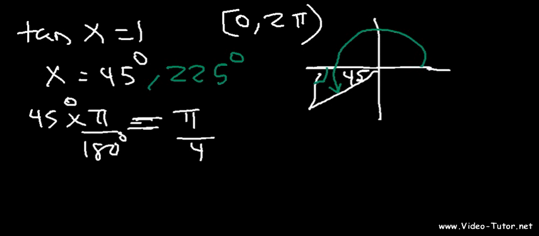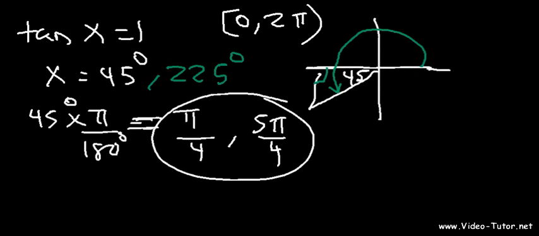And 225 is 5 times the value of 45. So 225 is 5 pi over 4. So those are our answers in radians.